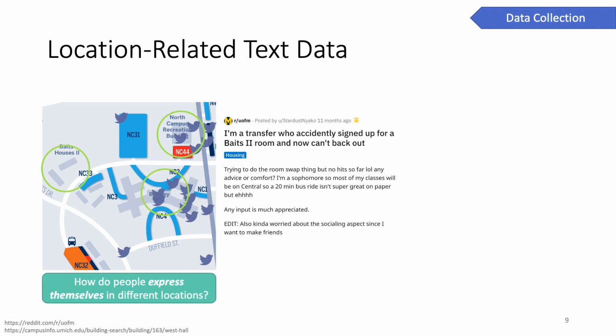From Reddit, we collect data from the University of Michigan Reddit page. Specifically, we look at posts and comments that explicitly mention different locations, and we expand our search terms using OpenStreetMap, which has some different names for each of our locations. From this, we hope to capture how people informally describe locations.